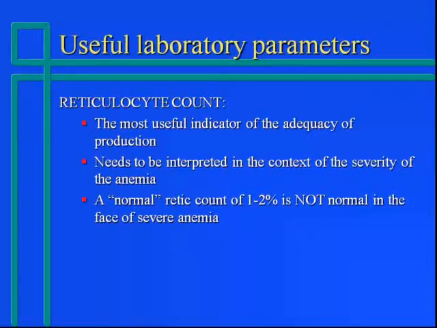There are some very useful laboratory parameters in thinking about the approach to a child with anemia. And perhaps the most useful is the reticulocyte count after one has already examined the complete blood count. The reticulocyte count is the most useful indicator of the adequacy of red blood cell production, but it needs to be interpreted in the context of the severity of the anemia, such that a normal reticulocyte count of 1 to 2% is not normal or appropriate in the face of severe anemia.